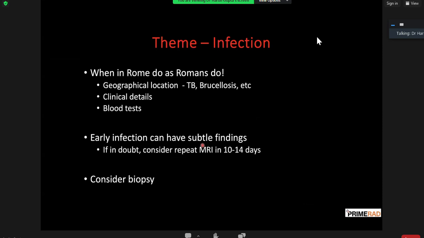So my theme in this one was infection. When in Rome, do as the Romans do. Look at the geographical location. What is more common? In our setting, spondylodiscitis is very common because of bacteria. You have to look at the geographical setting, whether it's TB or brucellosis. And as I already said, if you suspect early infection or subtle changes, don't hesitate to get the patient back in 10 to 14 days' time, and always consider biopsy.